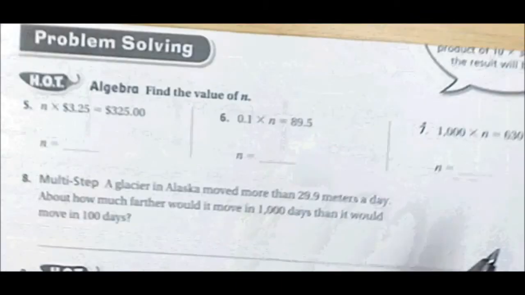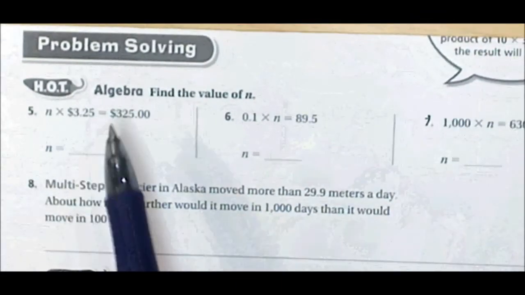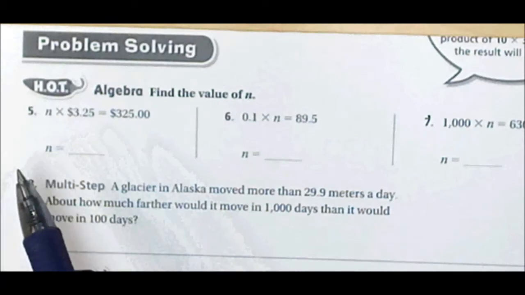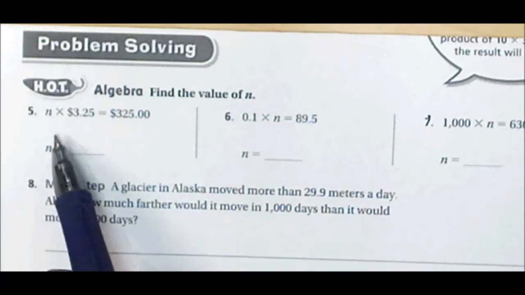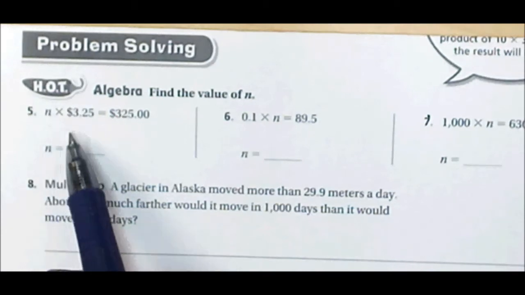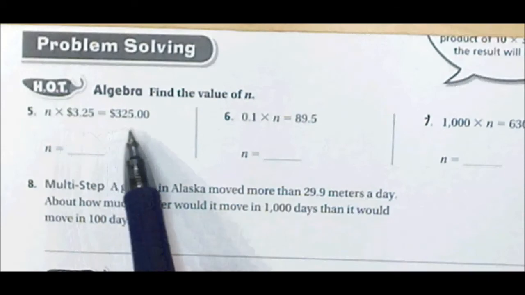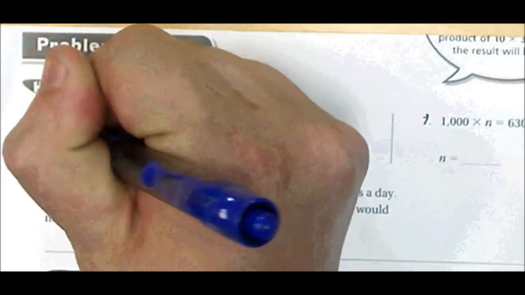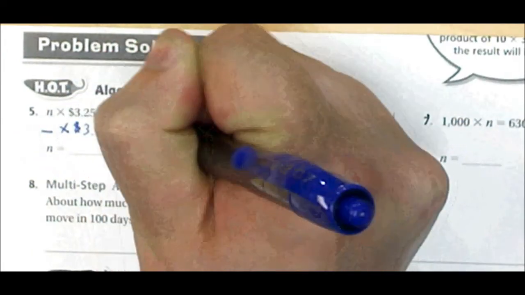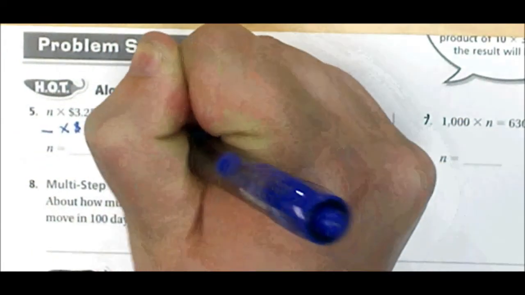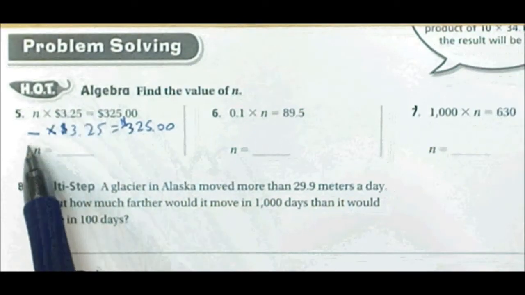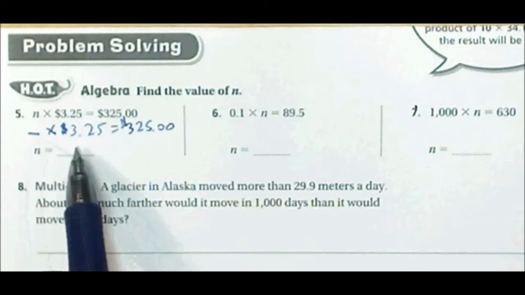So on your homework, you're going to see problems like this that have letters. Don't freak out because of the letters. That just means the same thing as a blank. This says n times $3.25 equals $325. You can think of it as blank times $3.25 equals $325. Okay? So if that's easier for you right now, you can just put a blank there. So something times this equals this.